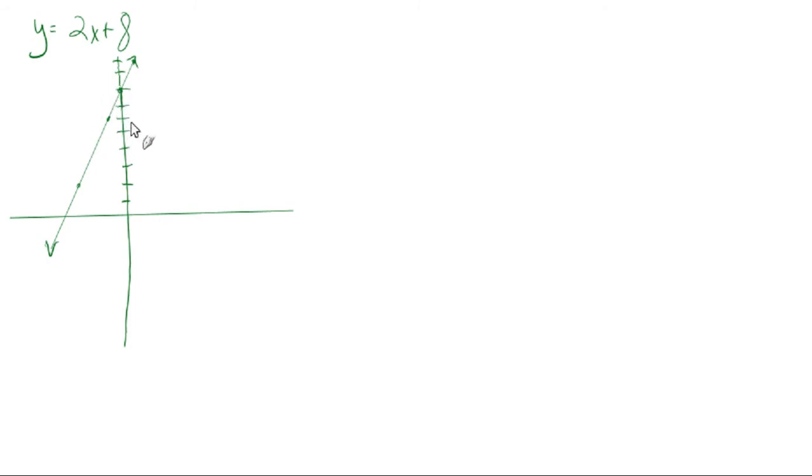Let's look at these 3 points that we can definitely find. This one would be negative 1, comma 6. This would be 0, comma 8. This one would be 1, comma 10. So let's try those 3 out and see if they work. This 10 is y and this 1 is x. So we put 10 equals 2 times 1 plus 8, and that is true. It's a solution. The 10 went here and the 1 went there for y and for x.